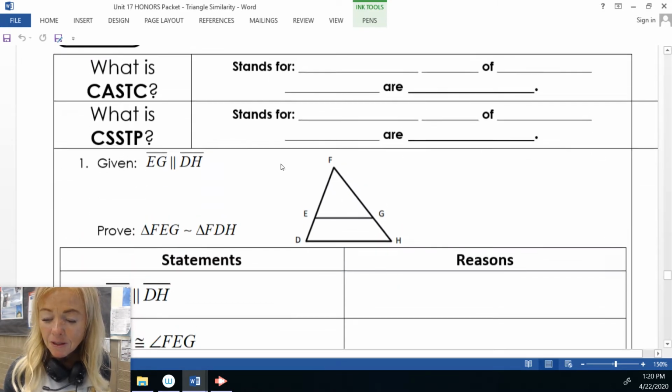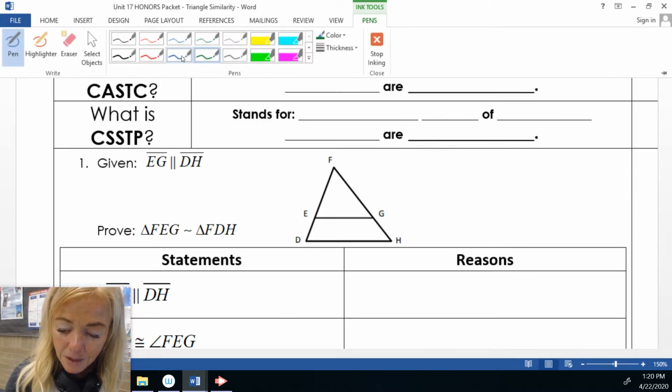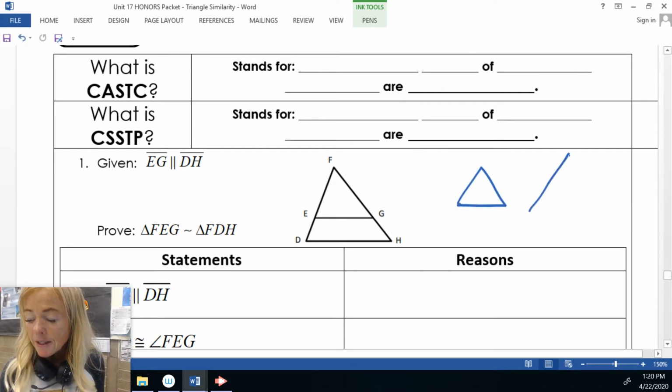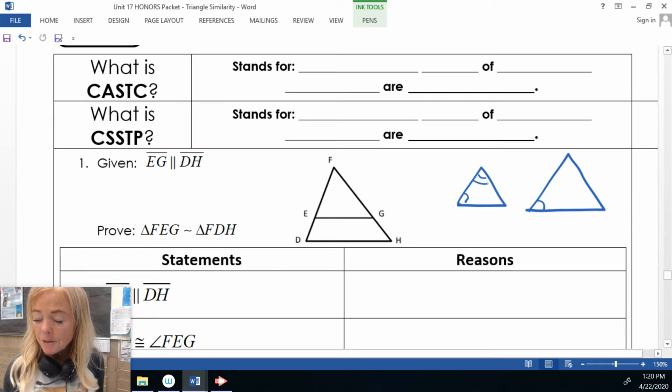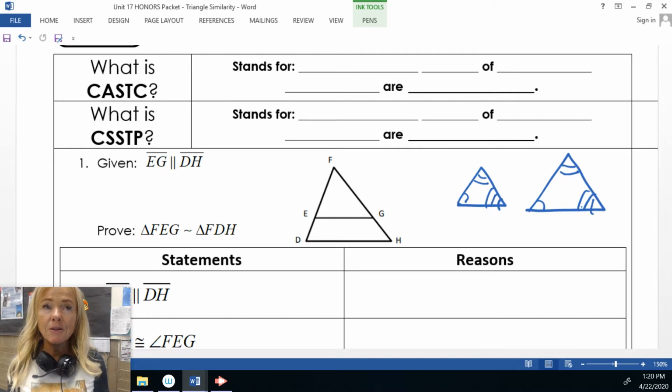I'm going to move this up so we have a little bit more space here. Triangles are similar when they have congruent angles and proportional sides. What we mean by that is if I have an angle measure in one triangle, I have the same angle measure for a corresponding angle in the other triangle. And in all three cases, the same thing happens. So three angles, corresponding angles of another triangle are exactly the same measure as the first three.